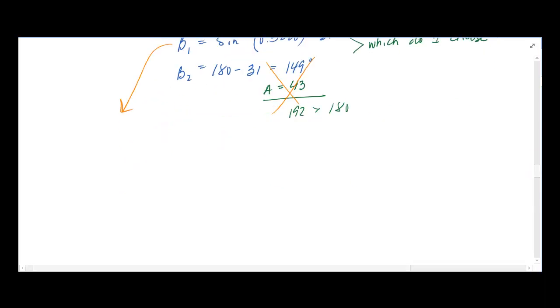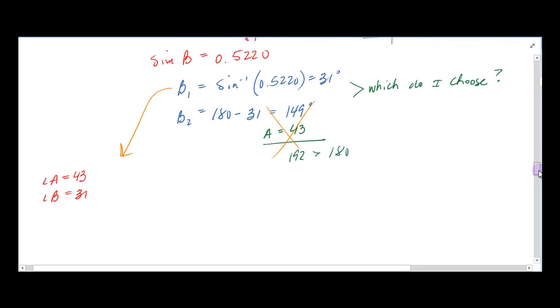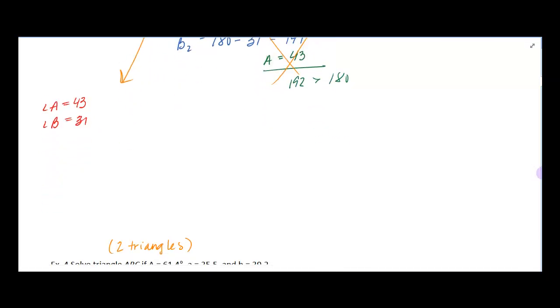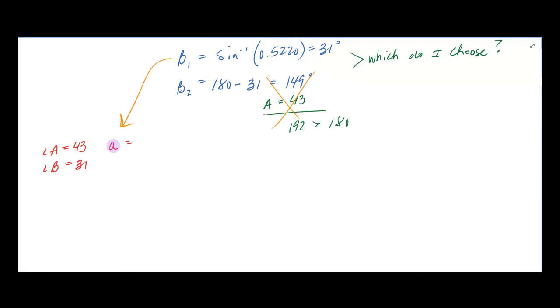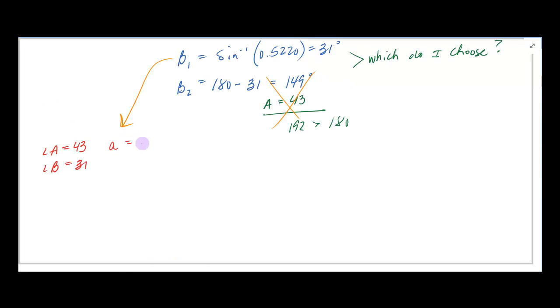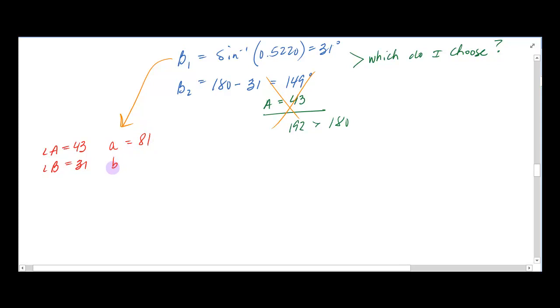Now let's summarize what we know again down here. Angle A was equal to 43 degrees. Angle B is equal to 31. I know side A is equal to 81, and side B is equal to 62. So what do I need to find? I need to find angle C.